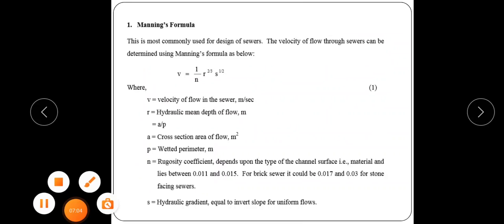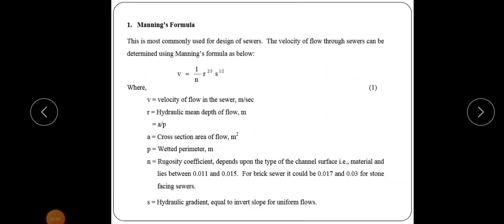First one, Manning's formula. This is the most commonly used formula for design of sewers, and it is V equals 1/n R raised to 2/3 into S raised to 1/2, where V is the velocity of flow through the sewer in meter per second, and R is the hydraulic mean radius, that is the hydraulic mean depth of the channel, equal to A by P. A is the cross-sectional area in meter square, and P is the wetted perimeter in meter.